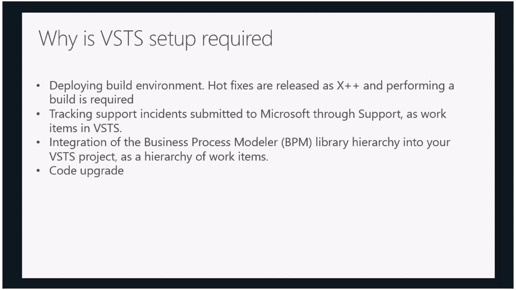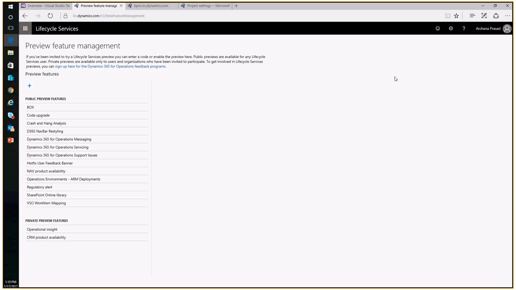So I'm going to be sharing the Edge browser for a bit, so you might see a slight lag there. So this is your Lifecycle Services. On your home page, there's a tab called Preview Feature Management. When you click on that, you would see all the public preview features out here, including VSO work item mapping.